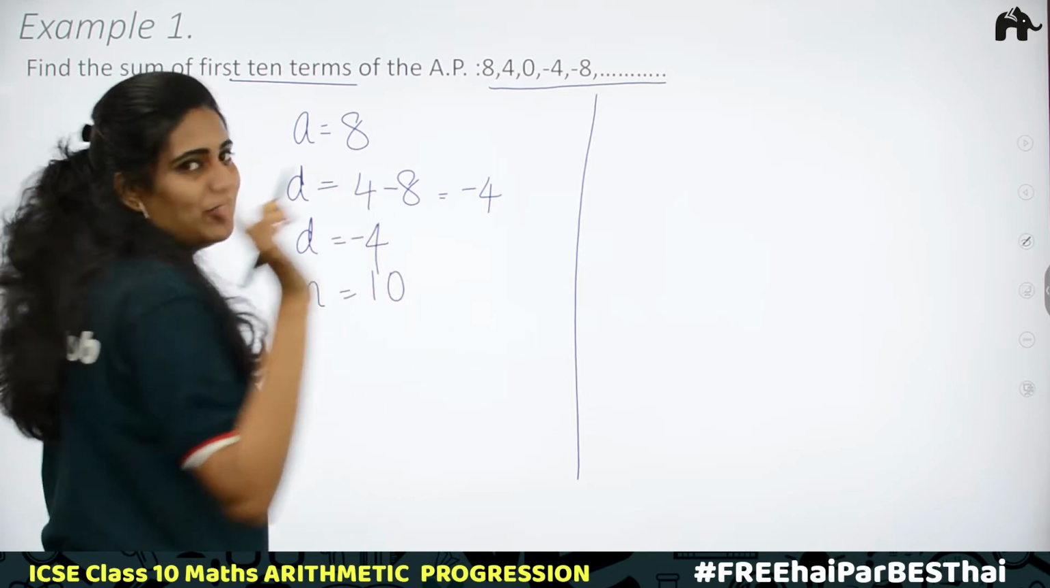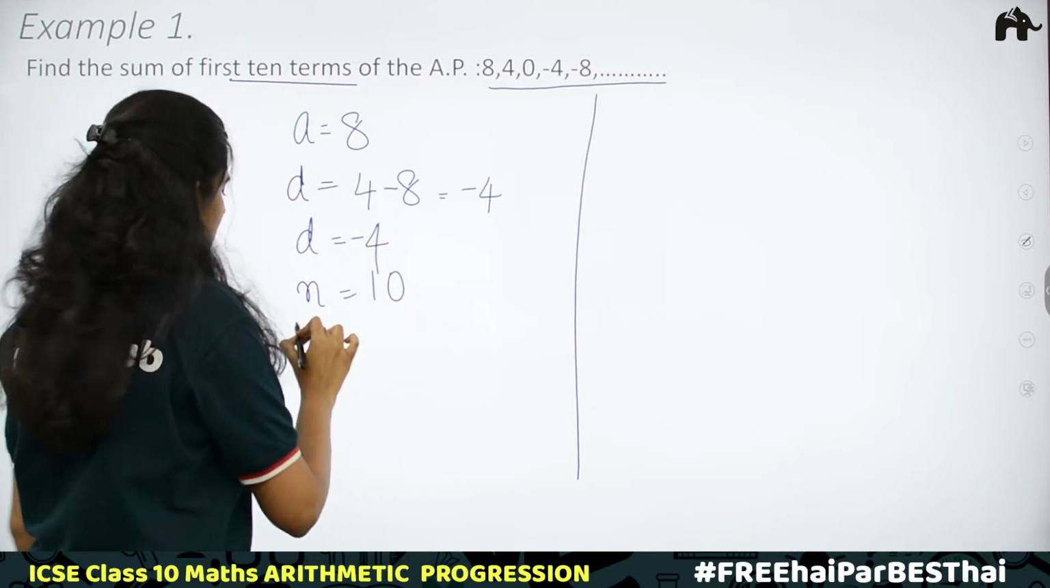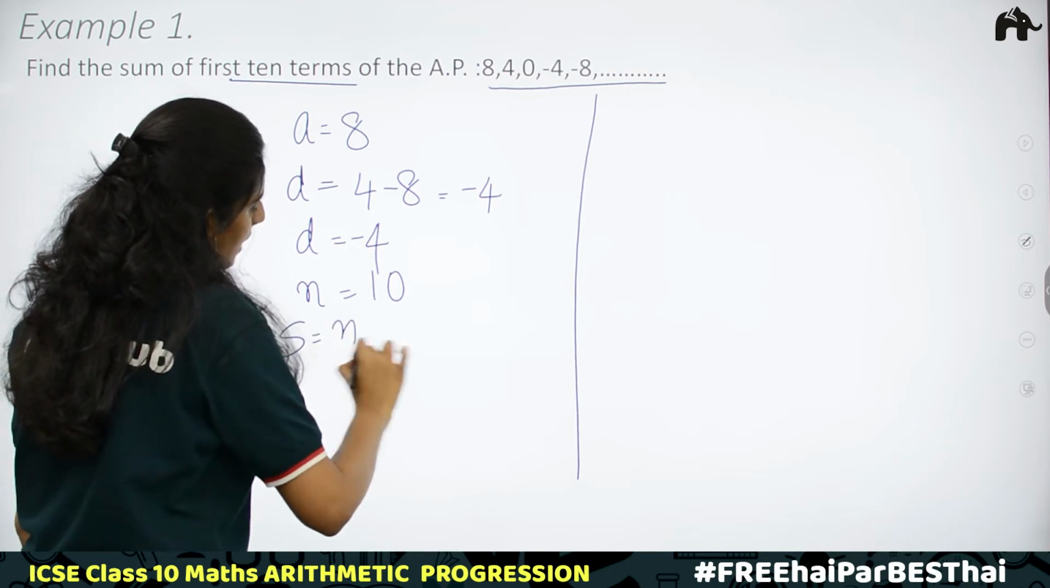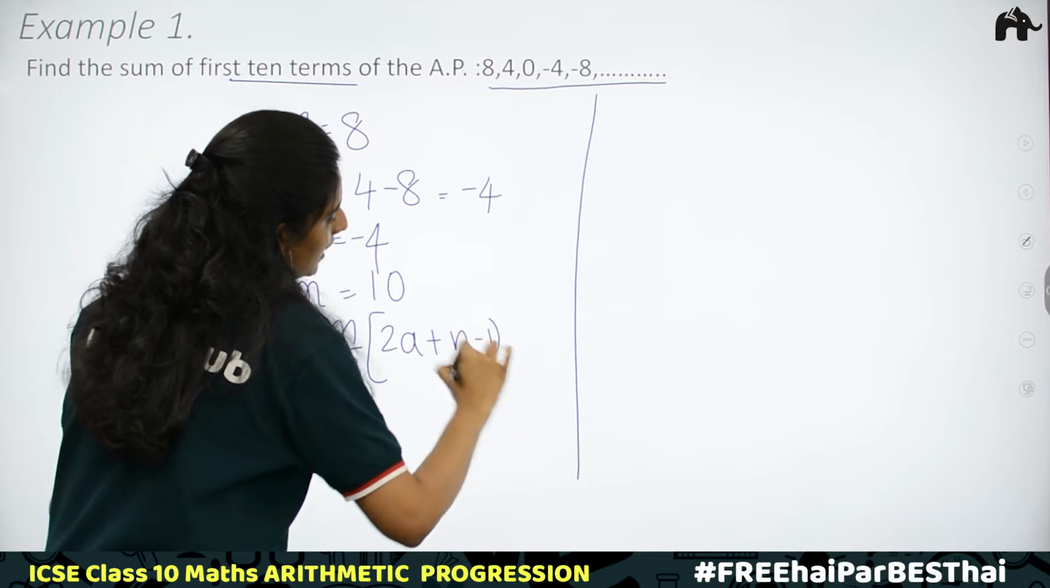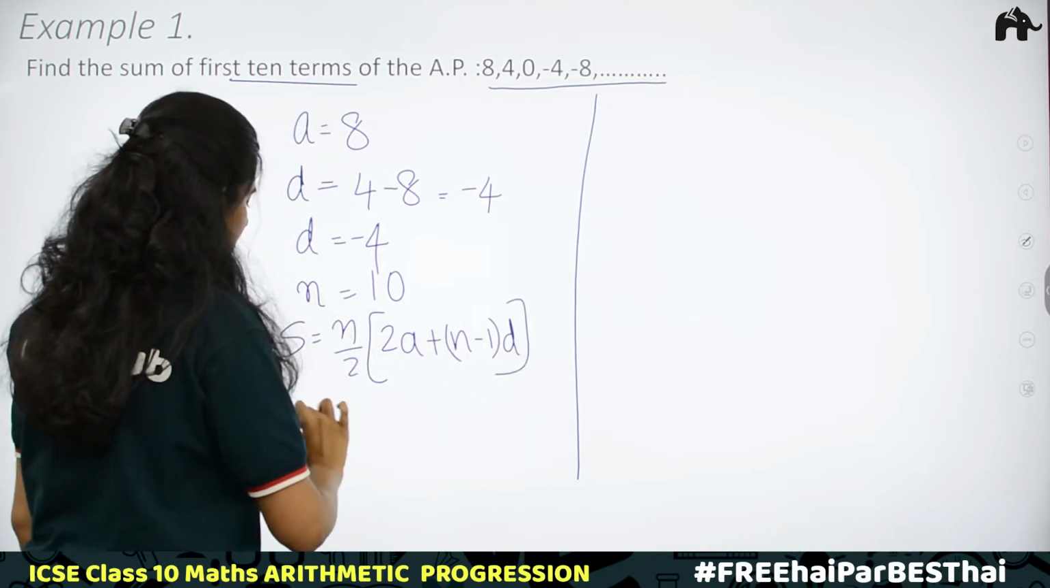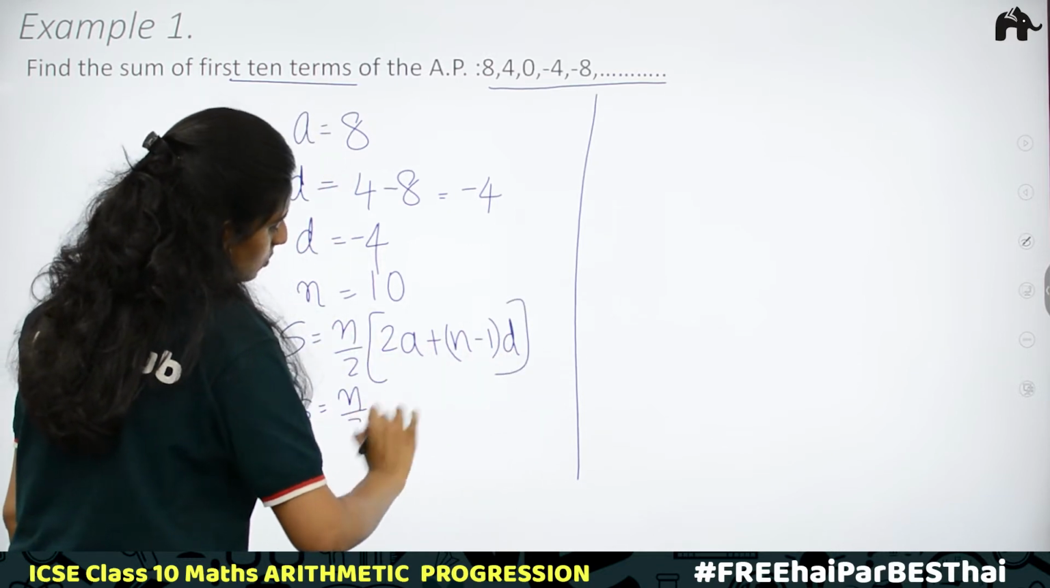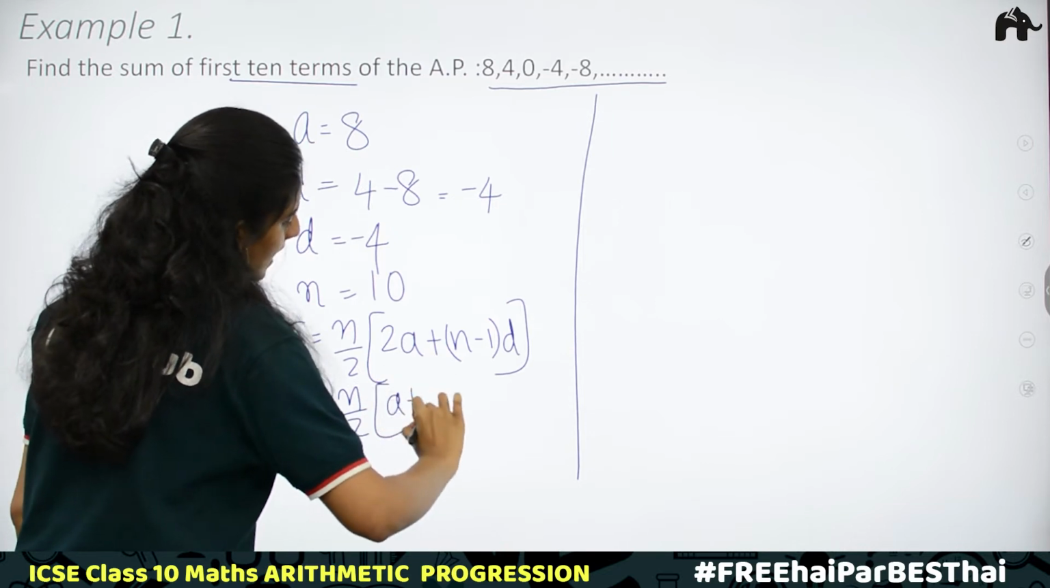We have two formulas to find the sum. The first one is S is equal to n by 2 into (2a plus (n minus 1) into d). And the second, S is equal to n by 2 into (a plus L).